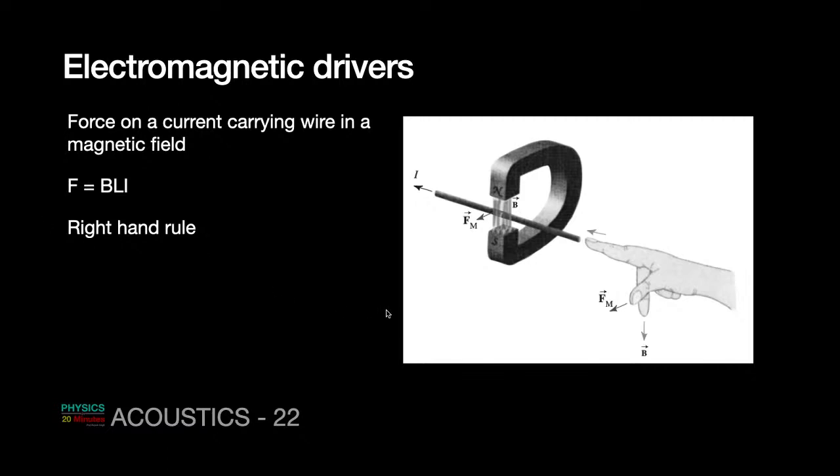The right hand rule says take your right hand and stretch three fingers in three perpendicular directions, as shown in the figure. If the index finger points in the direction of current and the middle finger points in the direction of magnetic field, then the thumb will point in the direction of force. So the coil will experience a force. This is the magnetic field. You pass a current through the coil and it experiences a force in this direction.